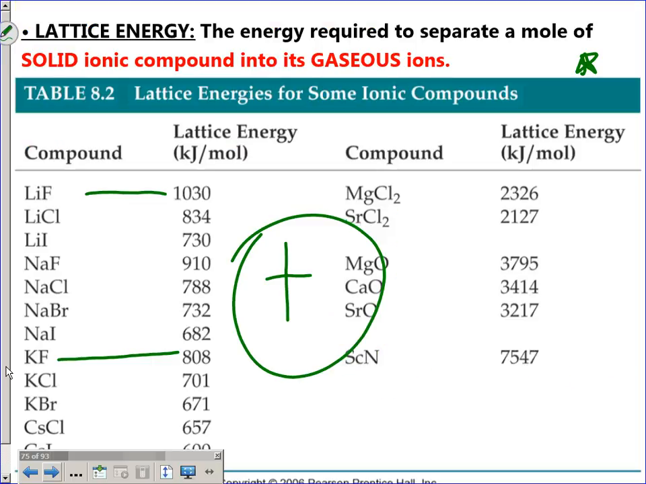Where's sodium? Sodium chloride? 788. There it is right there. Now, I told you before, though, this was expressed as positives because it was showing the breaking down of the lattice structure. Here, we just built the lattice structure so it released energy through energy stabilization. Give me a double thumbs up if that made sense, 100%. Just one if you're mostly there.